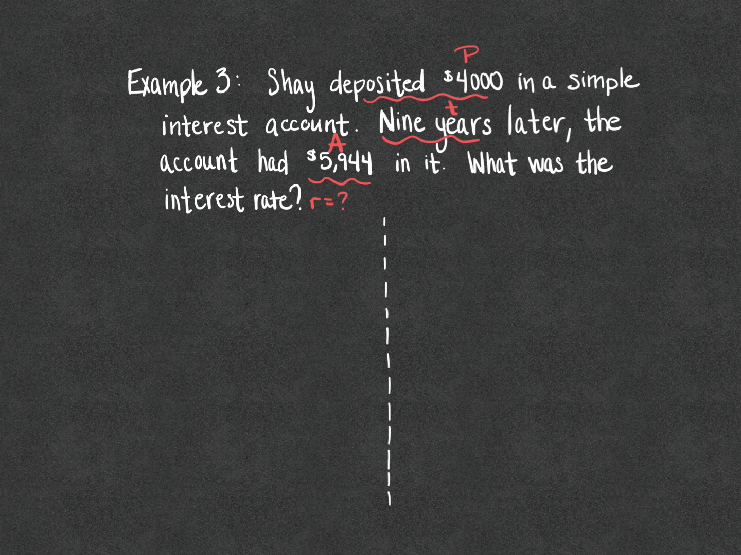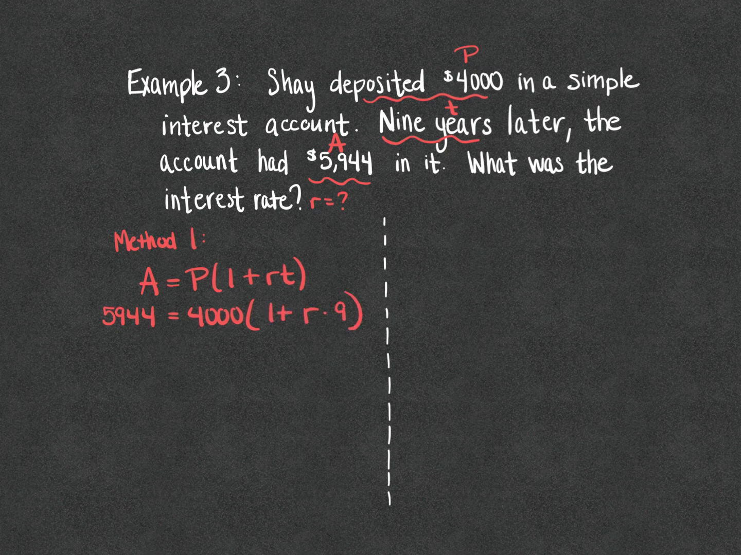We're looking for R. So again, there are two different approaches you can take for this problem. So for some of you, you're going to look at this right away and say, well, I know the total in the account, therefore I should be using A is P times 1 plus RT. And that's a perfectly acceptable way to solve this problem. Substituting in the numbers we know, will get us here, okay?